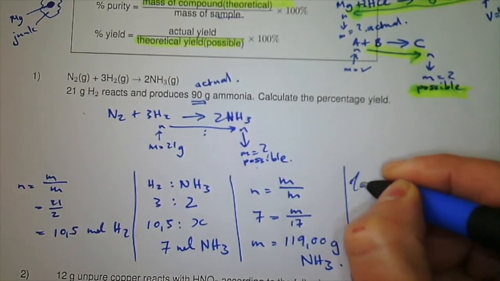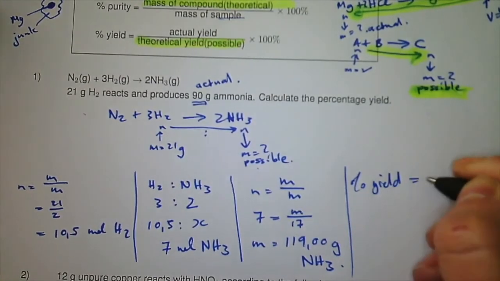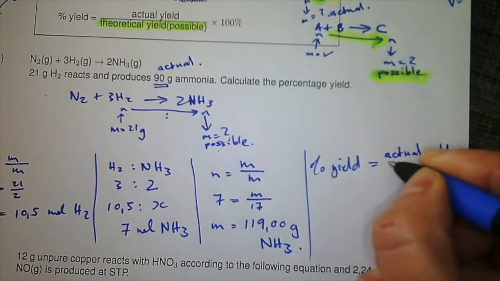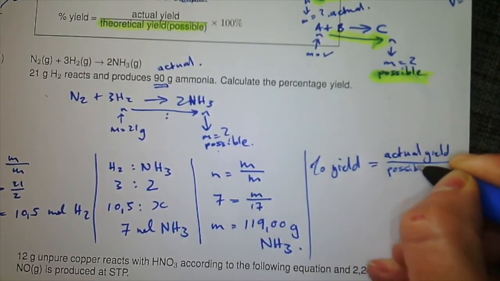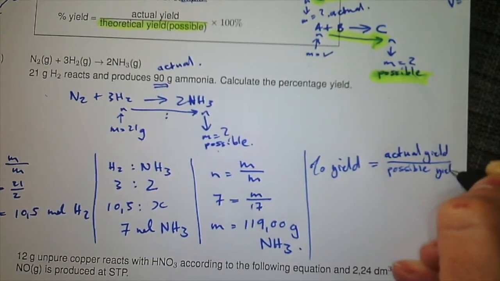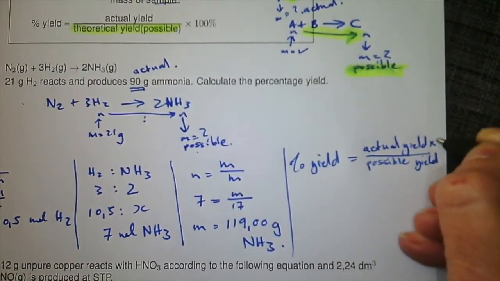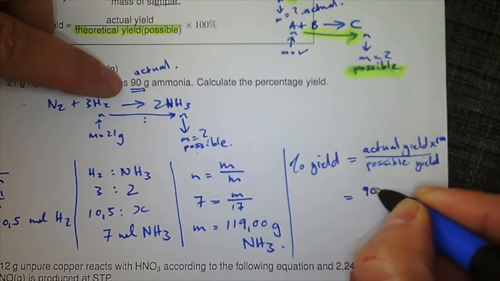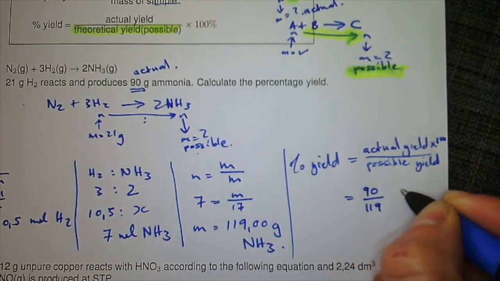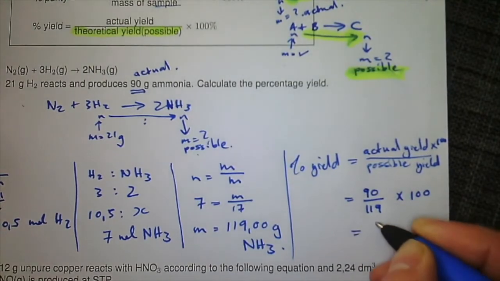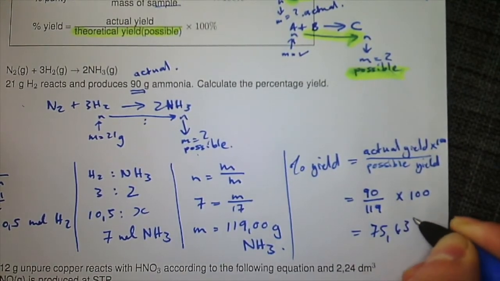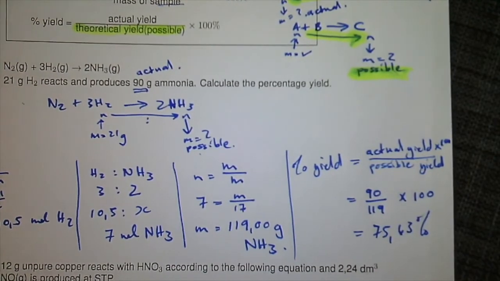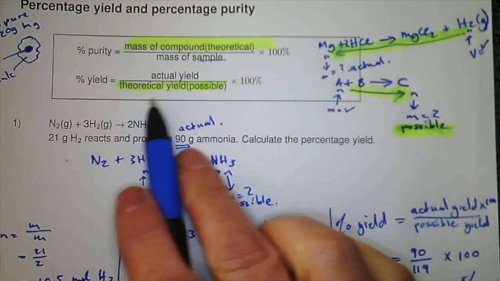So now for the percentage yield, you have the actual yield divided by the possible yield, and that is times 100. So here I will have the actual yield was 90, out of a possible 119, and that tells me there's a 75.63 percentage yield. I only produced 90. I could have produced 119. So that was one example of percentage yield.